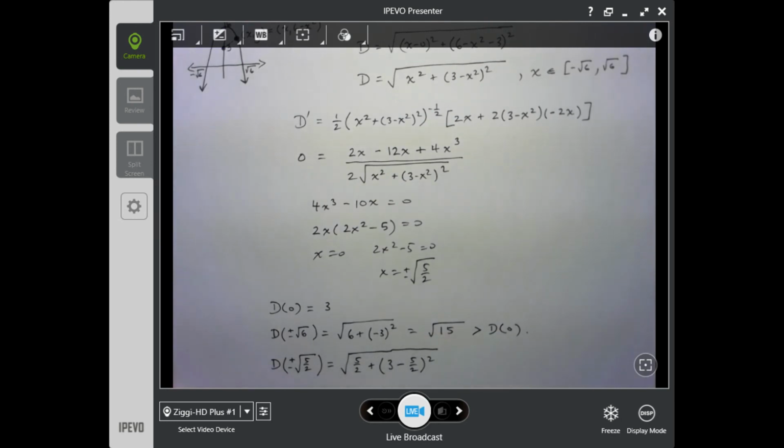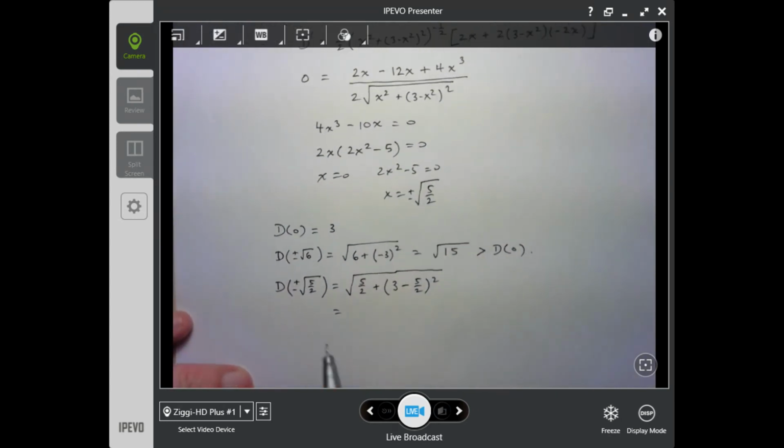Okay, and let's do a little bit of, oh, sorry. Make sure you can see that here. So what do we have? We have 5 over 2 plus, so this is 6 over 2 minus 5 over 2. So that's 1/2 squared, so plus a quarter. And that gives us, so this will be 10 over 4 plus 1 over 4, which is root 11 over 4.